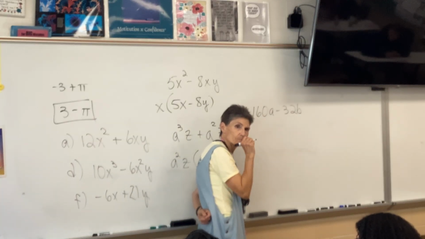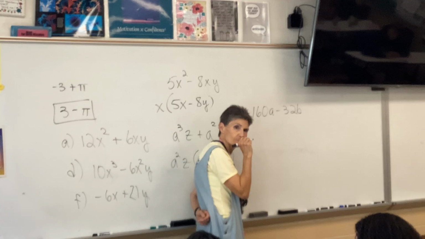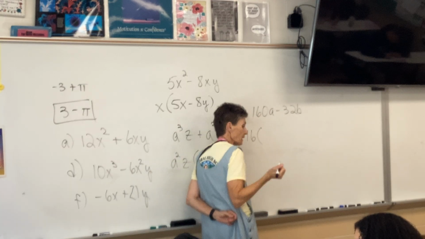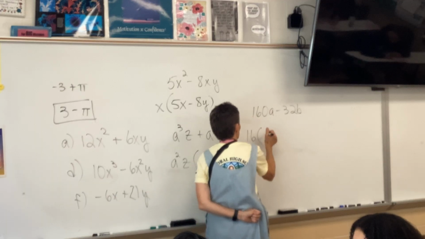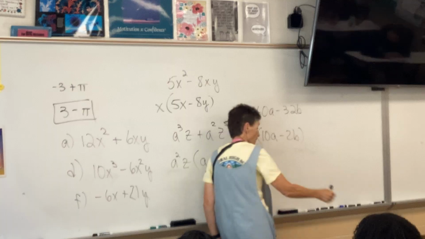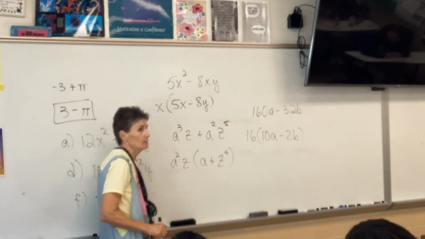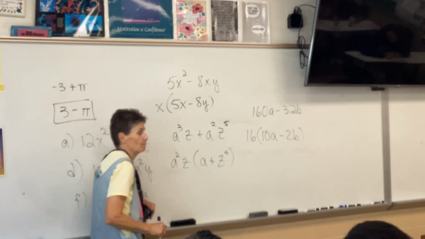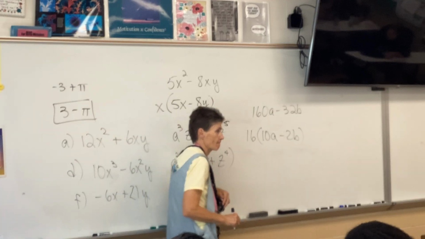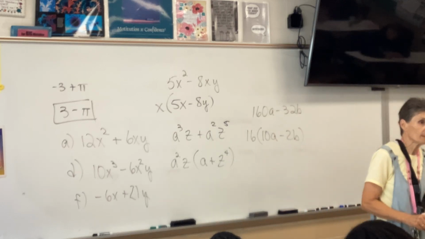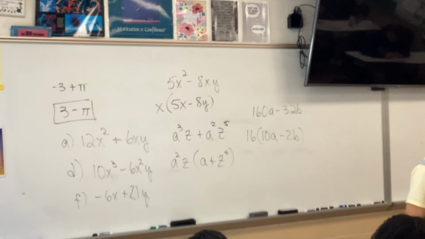I simplified them both and I took out 16. So when you took out 16, you were left with 10A minus 2B, is that correct? Yes, ma'am. Perfect. Now, you're grading his paper. Is he gonna get partial credit or full credit? He's gonna get almost all the credit.